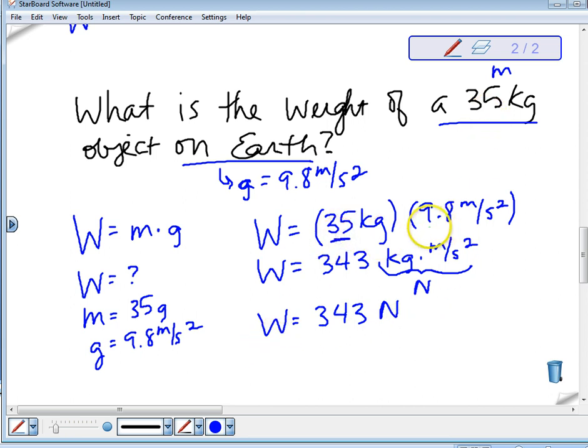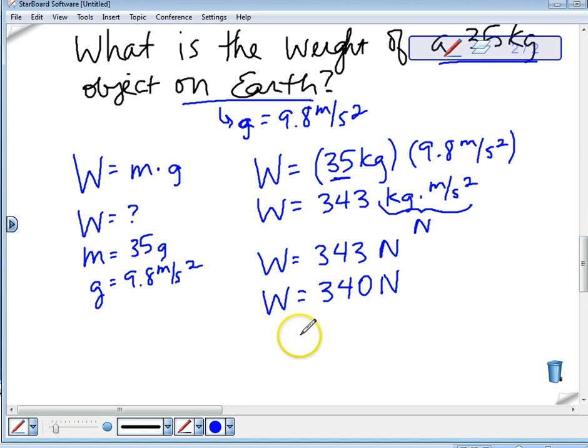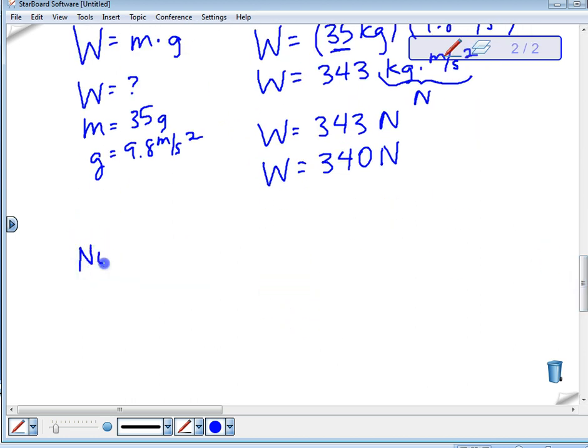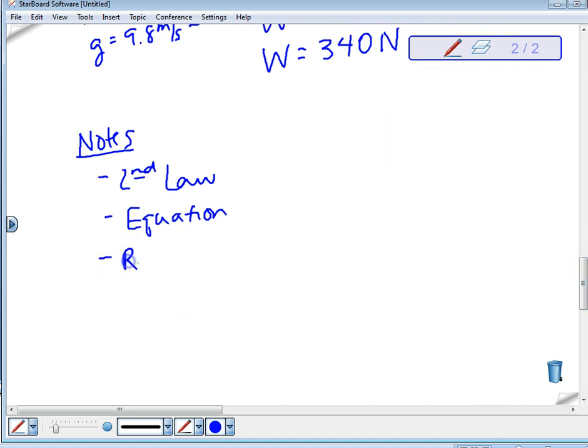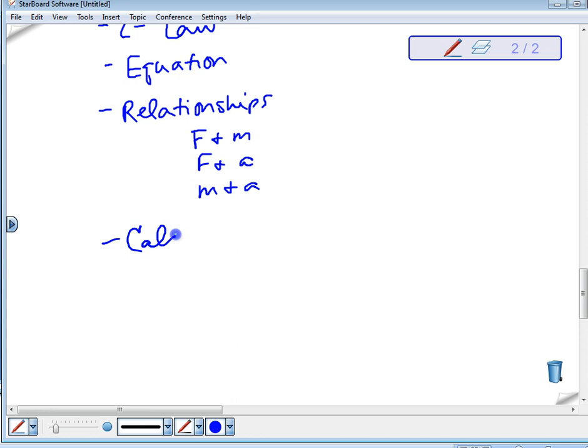Since I have two sig figs here, my answer should have two as well, so my sig fig answer should be 340 newtons of force. That would be my weight. Okay, so in your notes, you should have the second law, what it says, the equation. You should know the relationship between force, mass, and acceleration. You should be able to calculate force, and you should also be able to calculate weight.